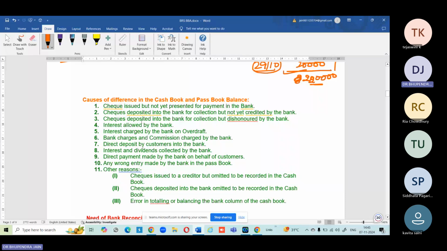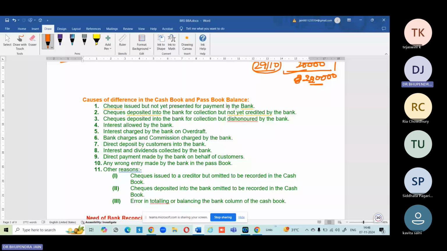First, check issued but not yet presented for payment in the bank. Meaning the business, or the accountant, issued the check to the party. At the time of issue, the accountant records the entry in the books of account: party account debit to bank. And the bank balance in your books is less after payment of the check to the party.